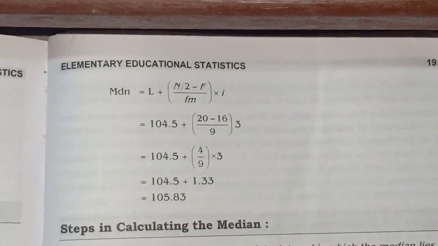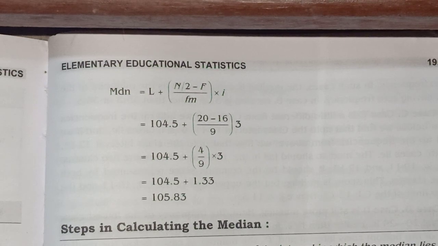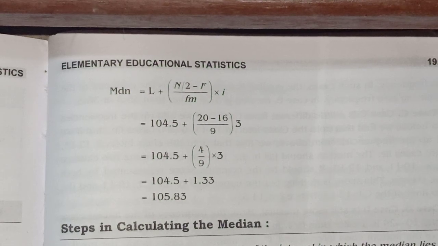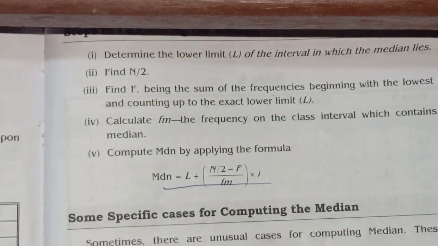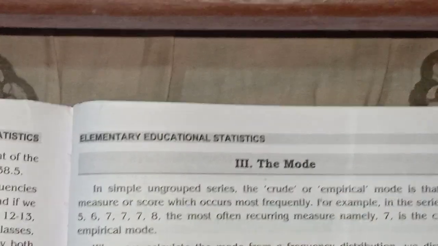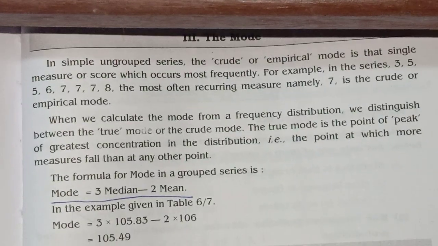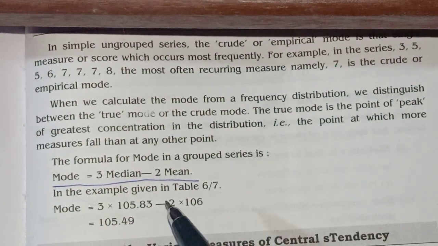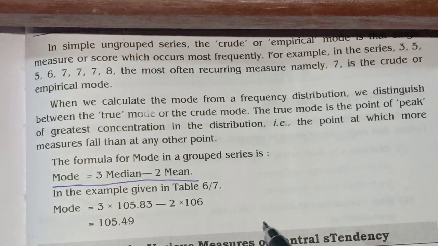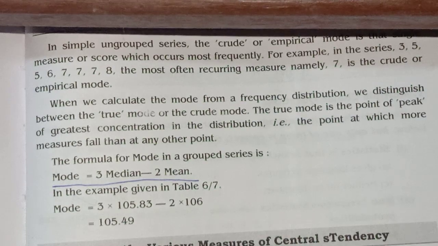Okay. So after applying the theory, the answer is 105.83. Okay, this is simply the theory. Then we will go to the mode. Mode is a simple thing. The theory of a mode is 3 into the median of data minus 2 into the mean of data. 3 into median minus 2 into mean is equal to mode.